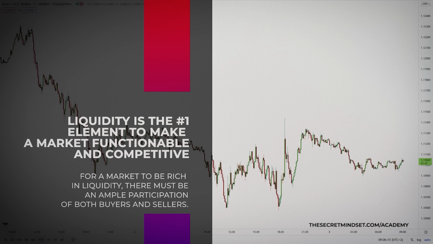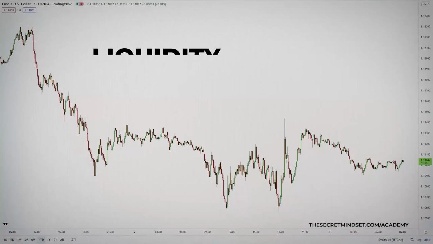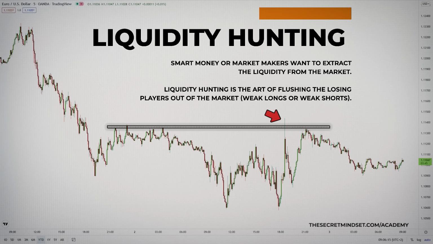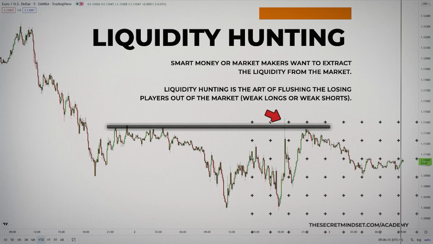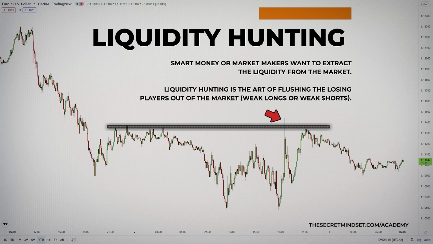For a market to be rich in liquidity, there must be an ample participation of both buyers and sellers. This is why it makes sense for the smart money or the market makers to extract the liquidity from the market. Liquidity hunting is a very common practice. It's nothing more than the art of flushing the losing players out of the market, which are known as weak longs or weak shorts.